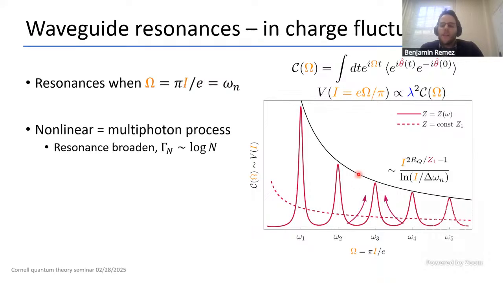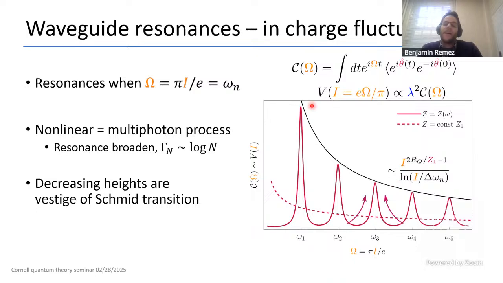Also, because of this nonlinear mixing, when you excite at a particular frequency, you're never sure how many photons are going to emerge. You can have one photon output, or two, or three, or four with different weights. And this uncertainty in the number of photons that comes out corresponds to the line width of these peaks. This is a vestige of these logarithmic divergences. We find that these resonances in the voltage curve also widen out logarithmically. And finally, the fact that the heights of these resonances are going down is a vestige of this Schmid insulating transition.